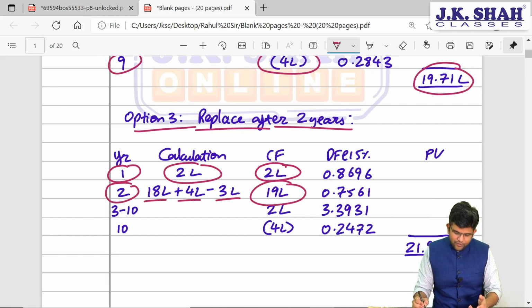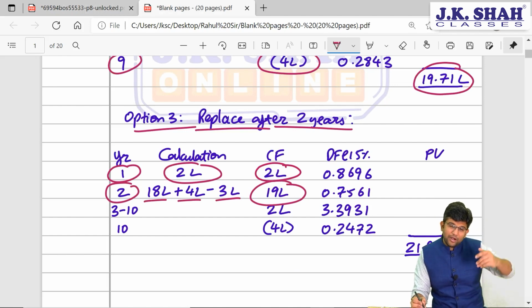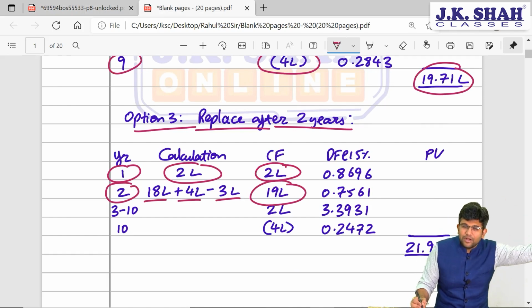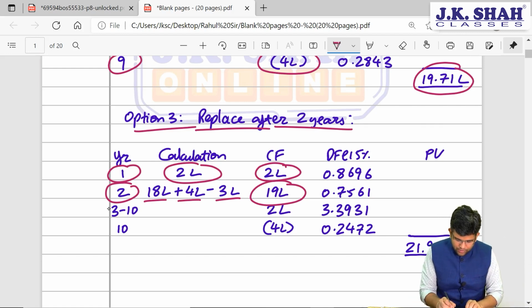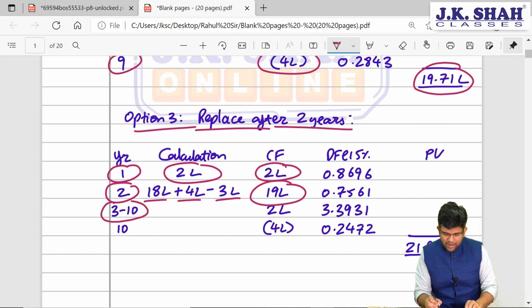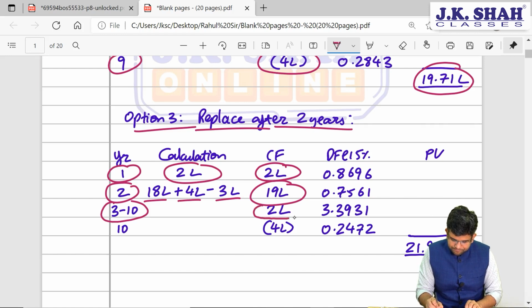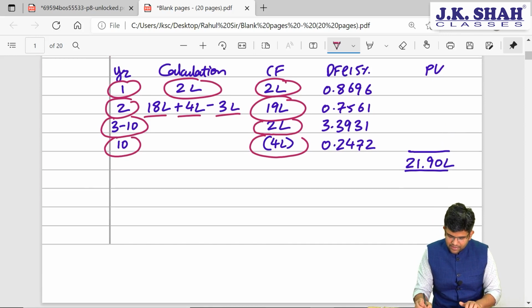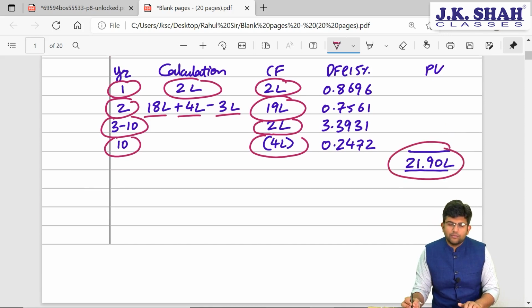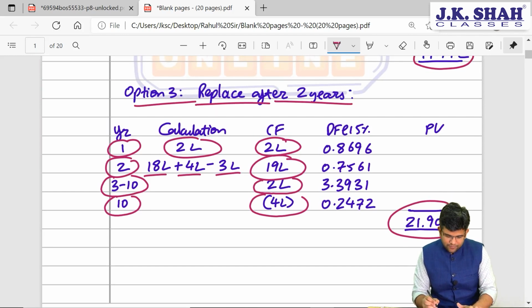And then children, from end of year 2 onwards till end of year 10, 8 more years, the new machine will run. So children, do you realize that the maintenance cash flows will start from end of year 3 till end of year 10? Everyone clear? And that will be 2 lakh rupees per annum, and at the end of the life, 10th year, you will be getting a salvage of rupees 4 lakh back. If you calculate the present value of cash outflows, it comes to rupees 21.9. So children, this was option 3, replace after 2 years.